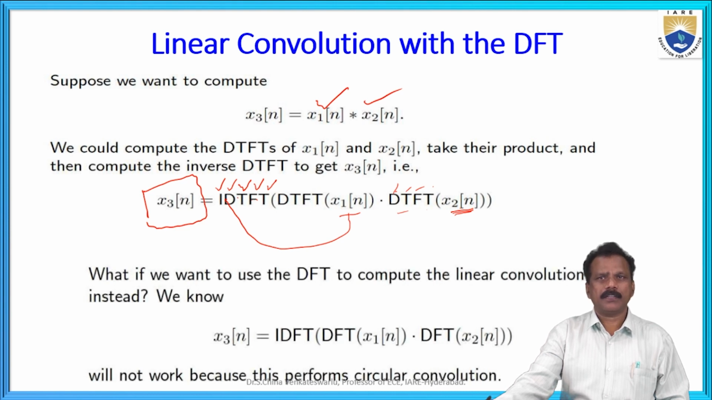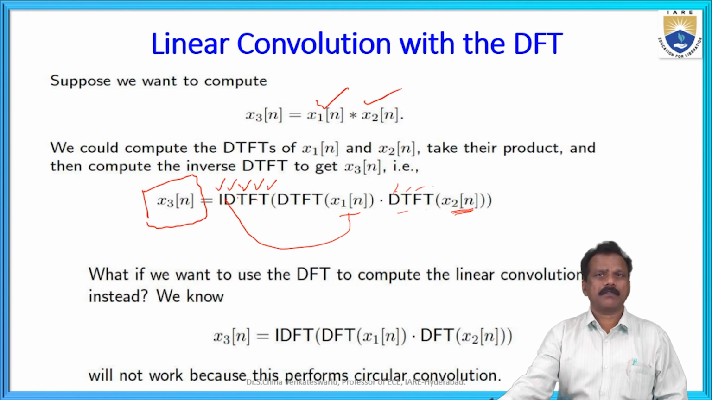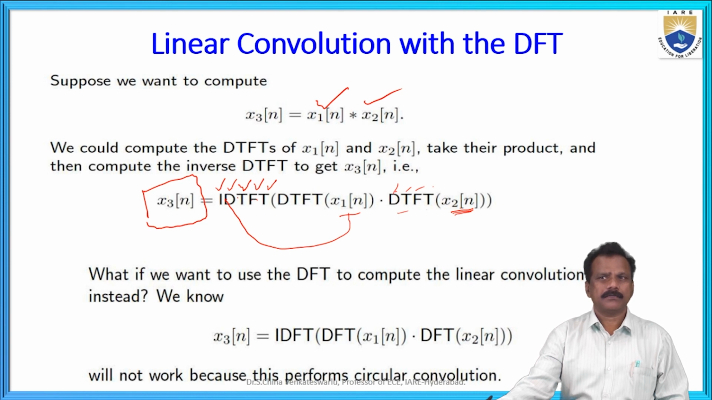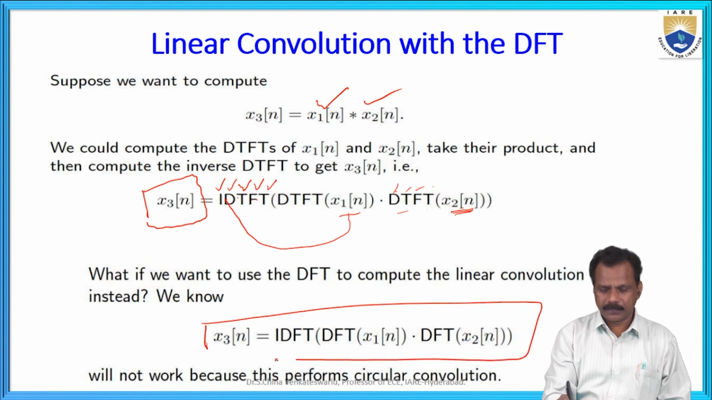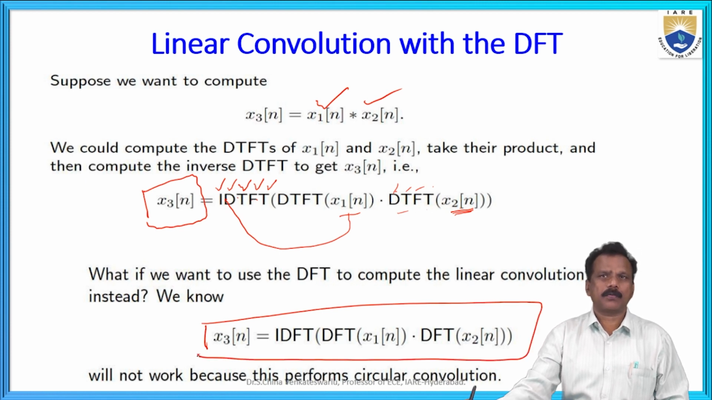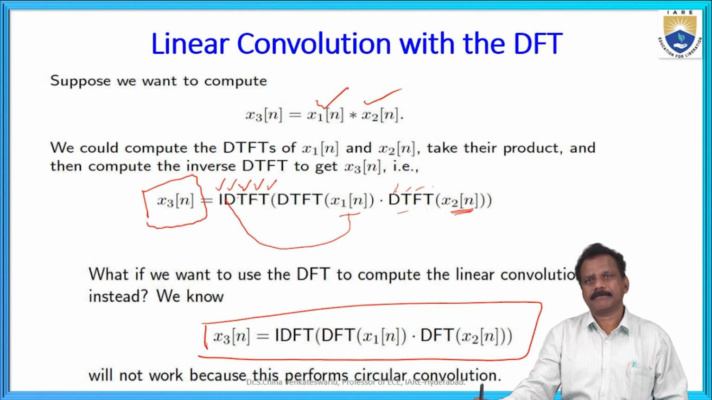Okay, so what if we want to use the discrete Fourier transform to compute the linear convolution instead? We know x3 of n is equal to this value. How do we compute the DFT of x1 of n and x2 of n, take their product, and then compute the inverse DFT to get x3 of n? This will not work because this performs circular convolution.